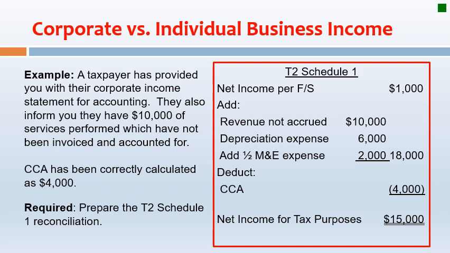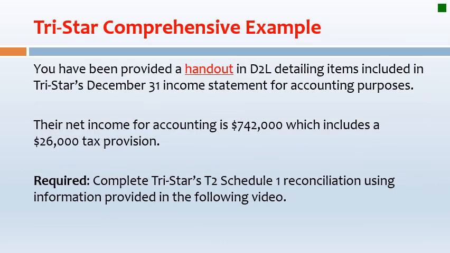Easy, right? It gets a little more complicated, but this is the basic formula that you're going to use for every T2S1. So let's move on to a more comprehensive example. We're going to be working with a company called TriStar for basically the rest of the video, and we're going to incorporate every possible example of a deduction or addition on the Schedule 1 into our ongoing TriStar example. I gave you a handout in the worksheet section on D2L. You can click the link here, or you can just poke through D2L and find it. It should be fairly straightforward.